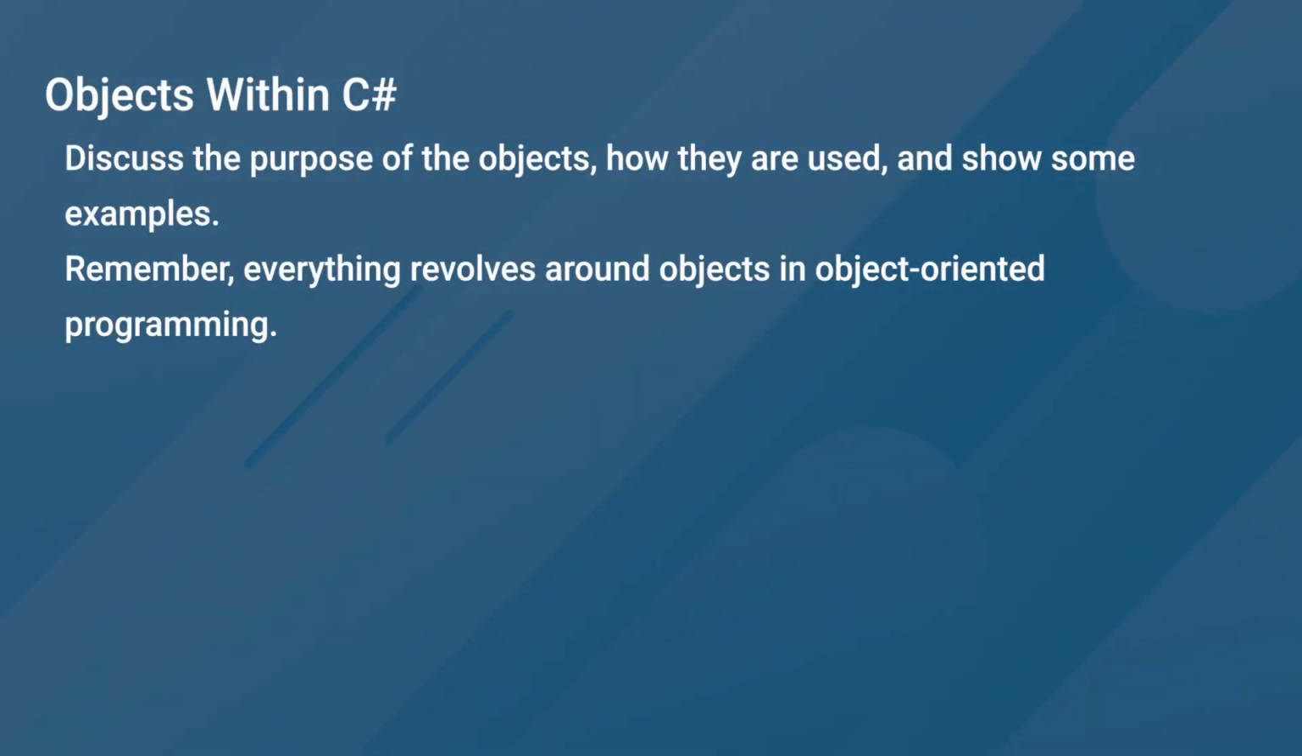In this video, we will learn about objects within C# programming. We will discuss the purpose of objects, how they are used, and show some examples. Remember, everything revolves around objects in object-oriented programming. In an audiovisual system, these items are considered objects: the projector, the microphone, the scheduled meeting.